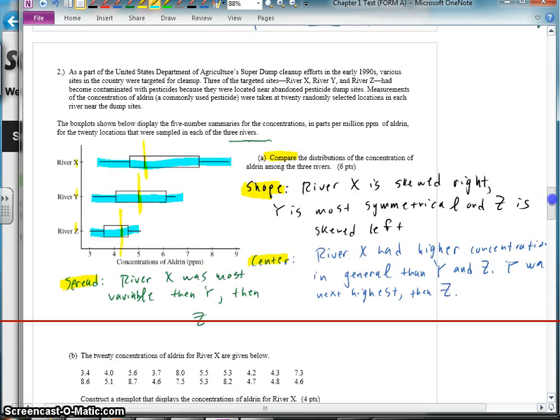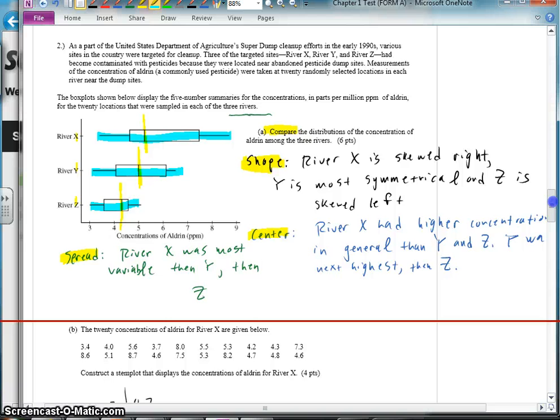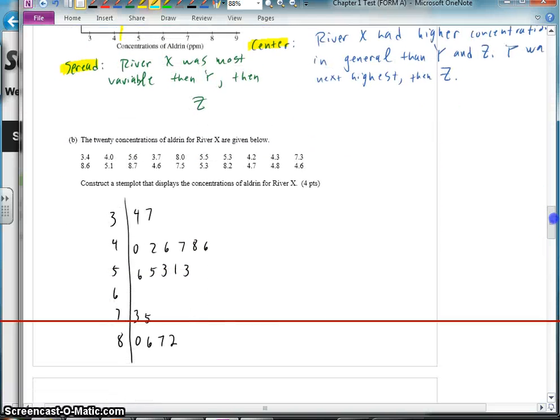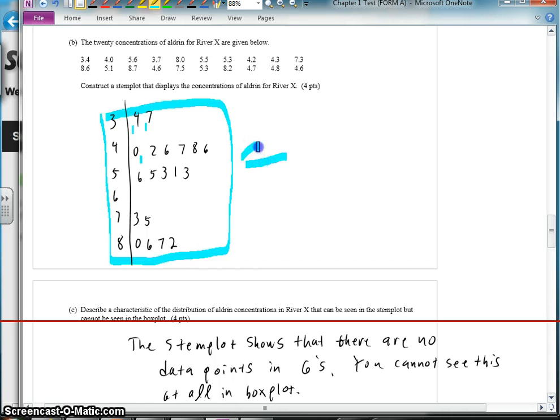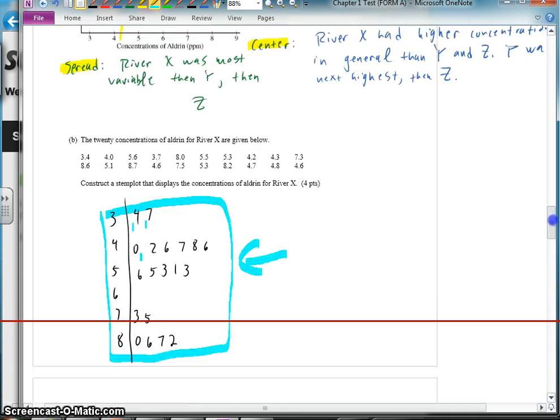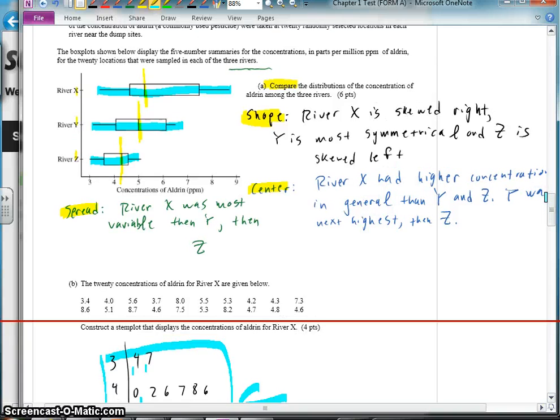Okay, so you had to compare those three things. And you had to compare, not just list a bunch of attributes of each river and then move on from there. Okay, then you had to make a stem plot. There's the stem plot. Some of you put the decimal points. That's not necessary. Some of you split the stems. It's okay. You don't have to do that. This is the way you would typically see a stem plot for this. Okay? And so the next question says, look at the stem plot and look at the box plot. What's something you can see from this that you can't see from the box plot?